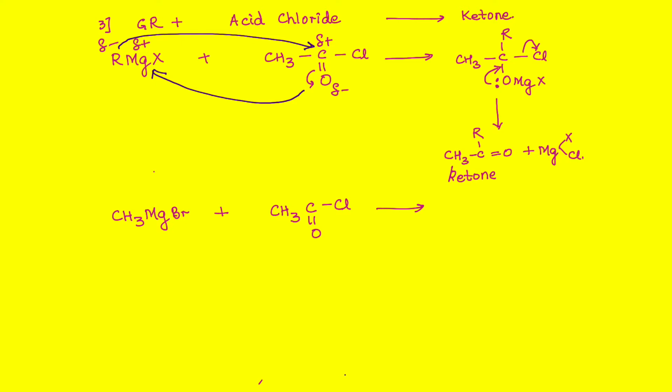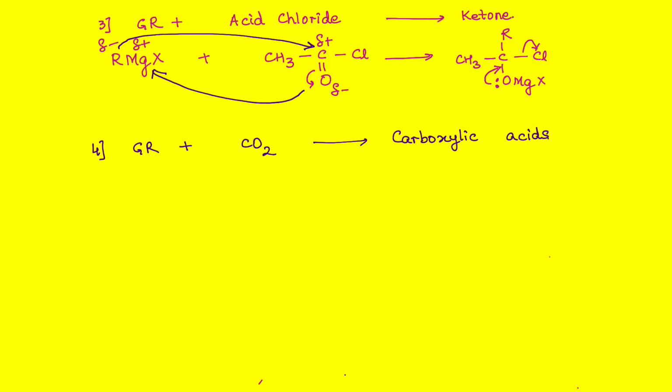Okay, you paused the video and you did it. Okay, let me give you the answer then. So CH3C double bond O CH3 plus MgBrCl. Pretty simple, right? So what happened over here is the Cl of the acid chloride was replaced by the alkyl group of the Grignard's reagent. As simple as that. Correct?